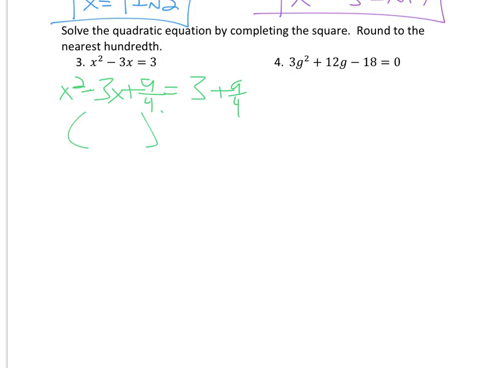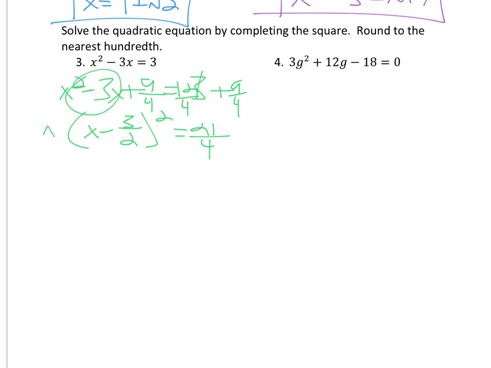Now, like I said, this is where the factoring comes in. You don't need to actually factor this because I told you that half of this number is always going to be what's on the inside. So the way this factors is x minus 3 halves. Whatever you squared is going to be on the inside of your factoring. And it equals 3 plus 9/4. Don't think of 3 as 3, think of it as 12 over 4 to get a common denominator. 12 plus 9 is 21, and the 4 stays the same.